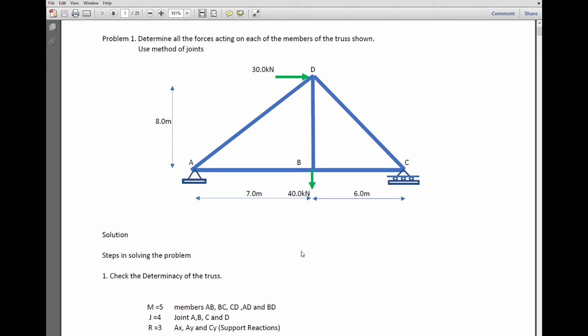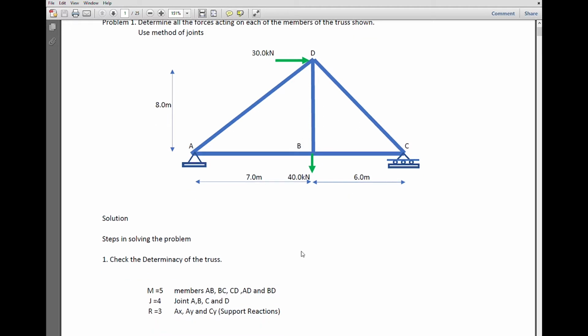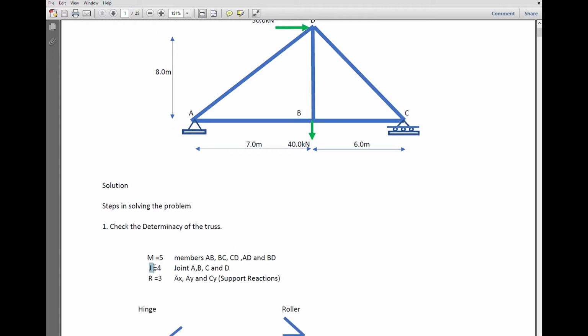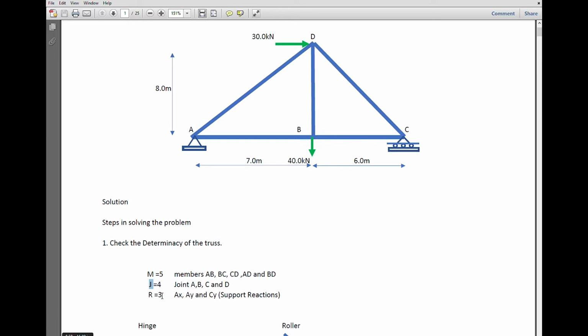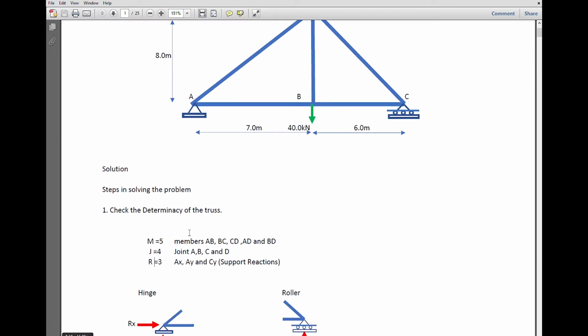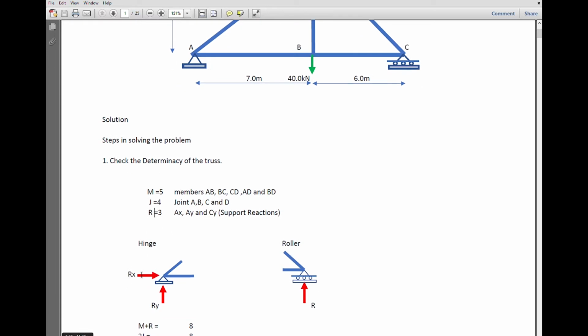So, simulan na natin bilangin yung members. Kung ilan ang member niya, dahil kailangan natin. So, 1, 2, 3, 4, 5 members. And for the joint, we have 1, 2, 3, 4. And for R, that is the support reactions component, we have 3. 2 for the hinge reaction and 1 for the roller support.